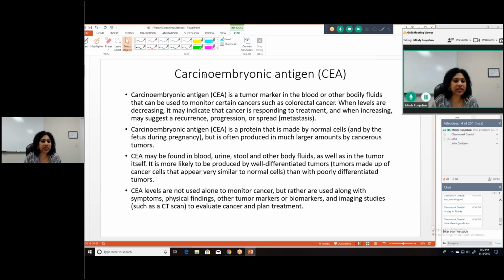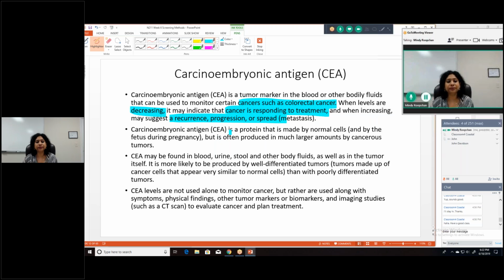We have the CEA, which is your carcinoembryonic antigen. This is a tumor marker in the blood or body fluid that's used to monitor certain cancers like colorectal. When the levels are decreasing, it's showing that the cancer is responding to treatment. When it's increasing, we might have a recurrence, progression, or a spread, metastasis.